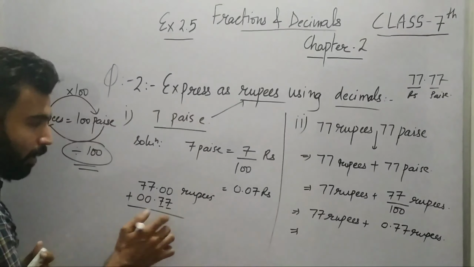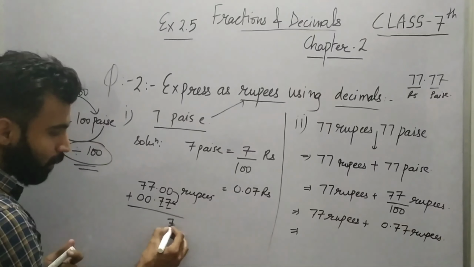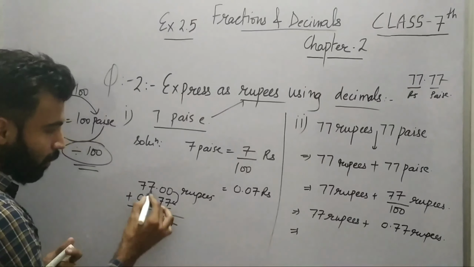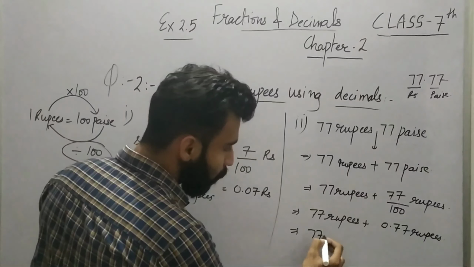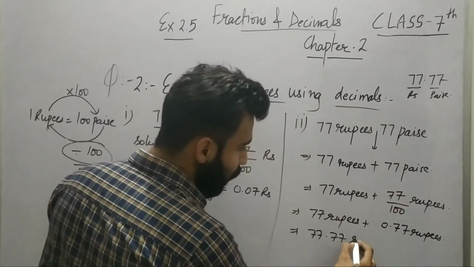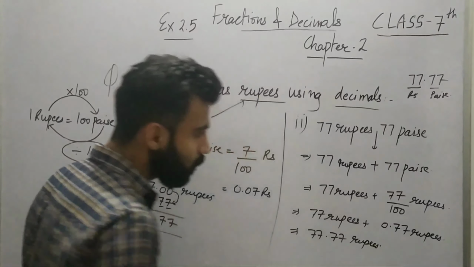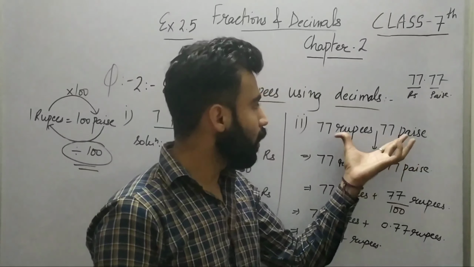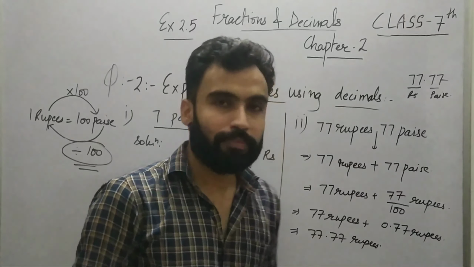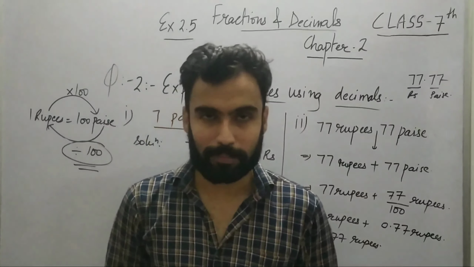सो आप देख सकते हैं यहाँ पे. So 0 plus 7 will get you 7, 0 plus 7 will get 7, 7 plus 0 is 7, 7 plus 0 is 7. So 77.77 rupees. So this is how we actually convert this paisa and whole thing into rupees. Getting the point? That's all.